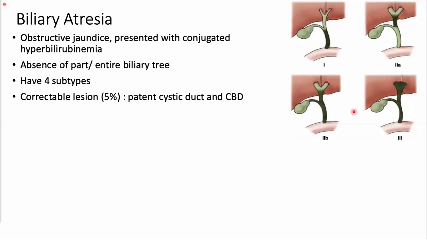So these are the pictures taken from Ashraf. For type 1, the CBD will be obliterated, so we don't have any CBD. Type 2 can be divided into 2A and 2B. In 2A, we have common hepatic duct pathology, so there's no common hepatic duct. And then 2B is a combination of CBD and common hepatic duct obliteration. Whereas type 3 is total, where the entire biliary tree will be obliterated.